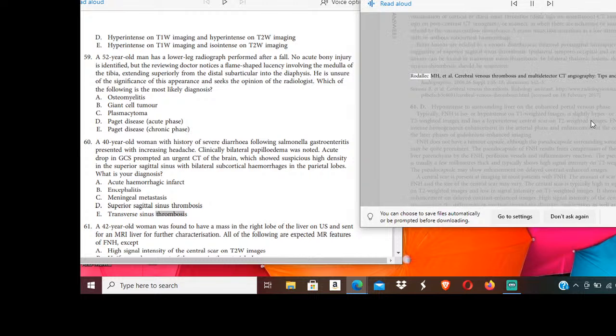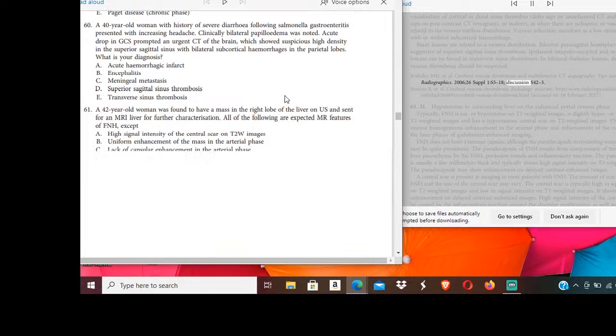Rodallec MH, et al. Cerebral venous thrombosis and multi-detector CT angiography: tips and tricks. Radiographics. 2006; 26 Suppl 1: S5-18; discussion S42-3.